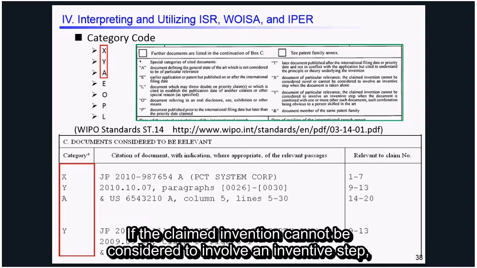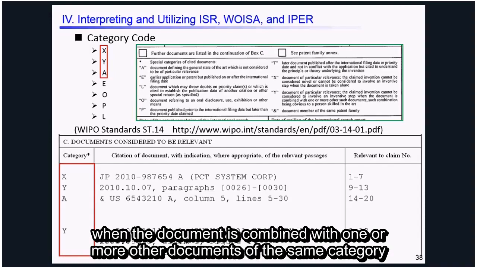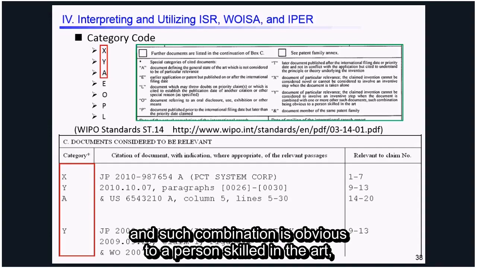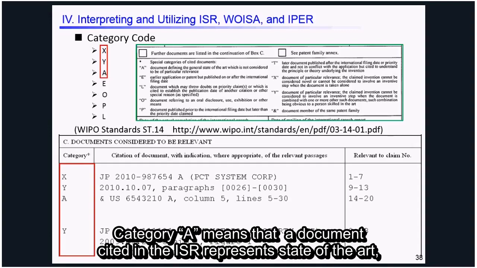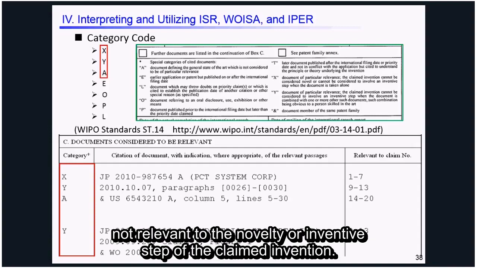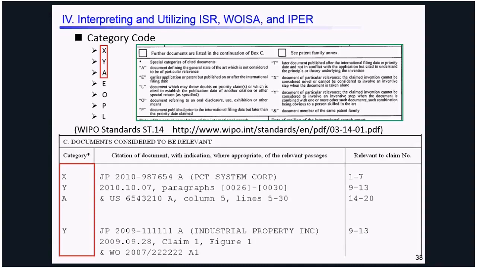If the claimed invention cannot be considered to involve an inventive step when the document is combined with one or more other documents in the same category, and such combination is obvious to a person skilled in the art, the document is categorized as Y. Category A means that the document cited in the ISR represents the state of the art, not relevant to the novelty or inventive step of the claimed invention.